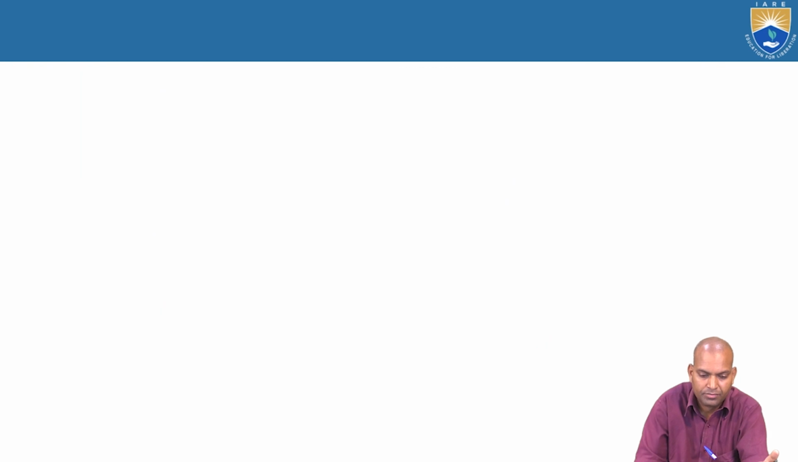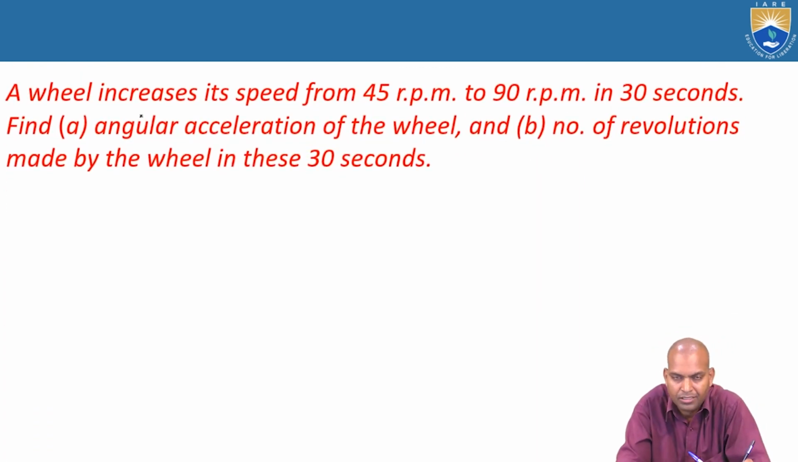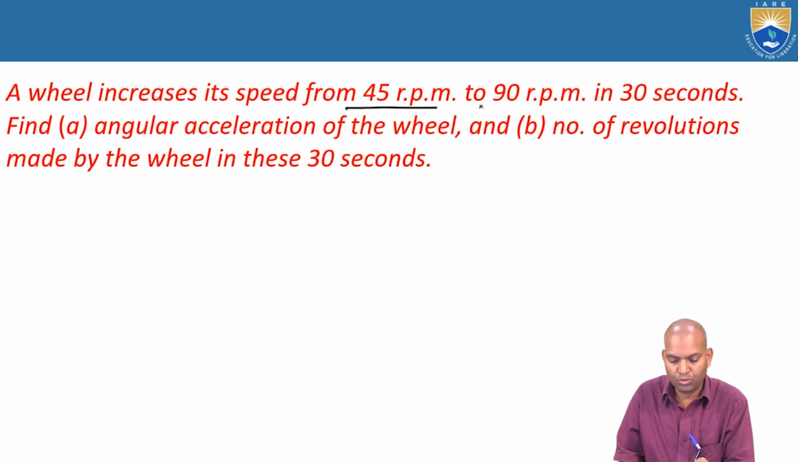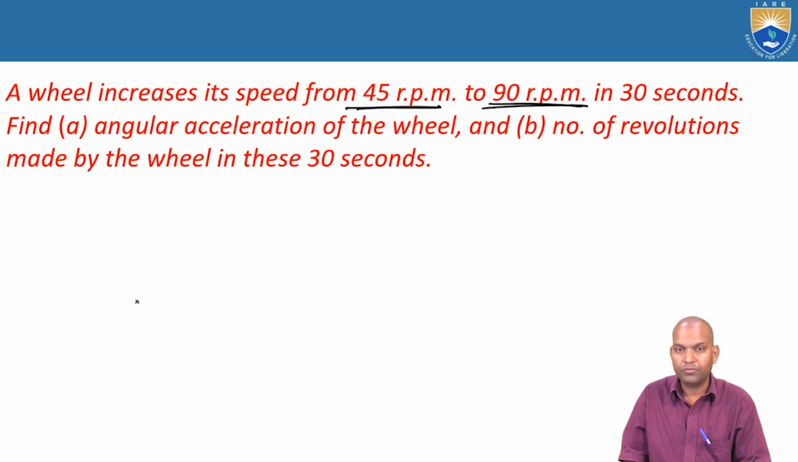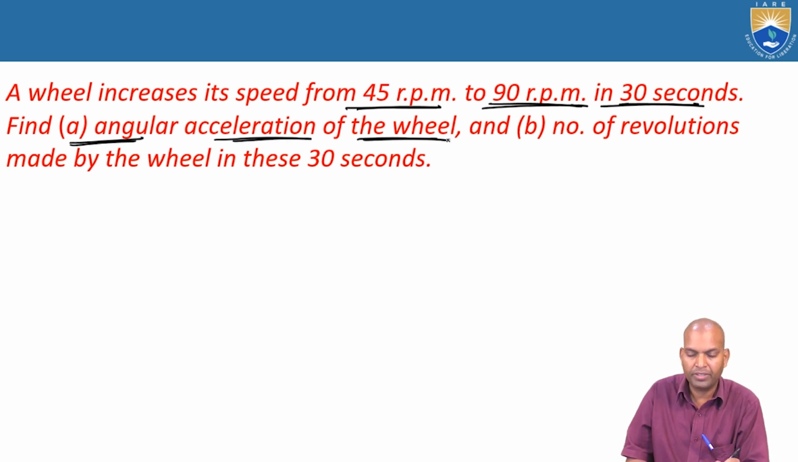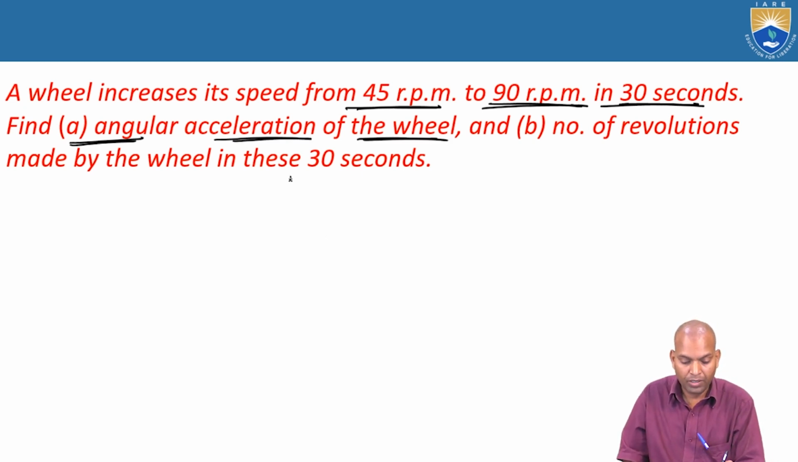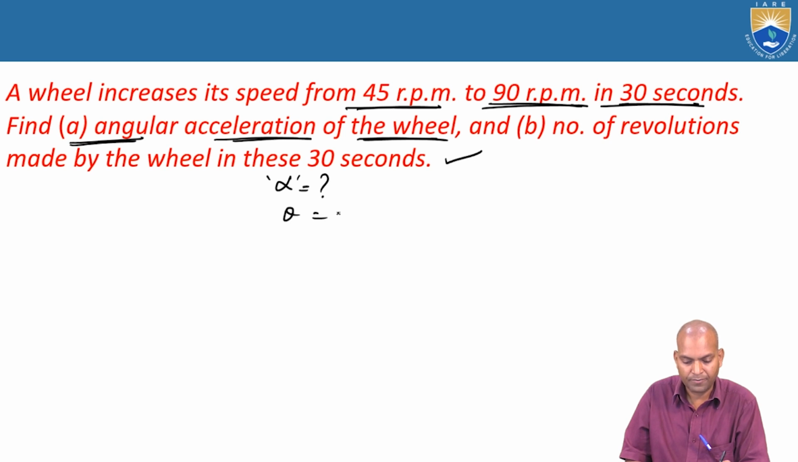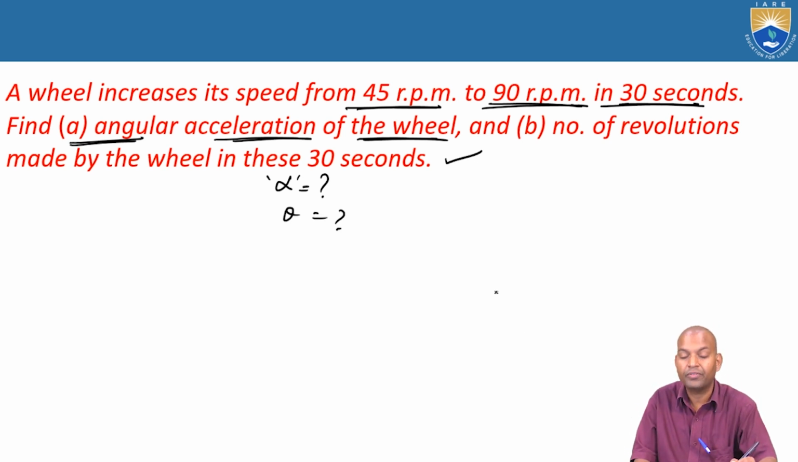Next problem: a wheel, again rotating under angular motion, increases its speed from 45 revolutions per minute to 90 revolutions per minute in 30 seconds. Find, number one, the angular acceleration of the wheel, that is alpha. The next objective is the number of revolutions made by the wheel in these 30 seconds, that is the angular displacement.